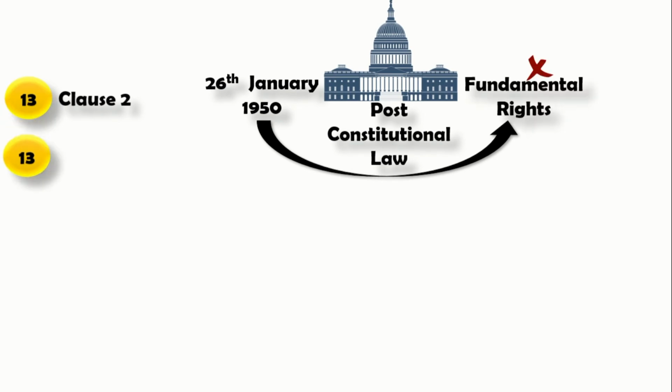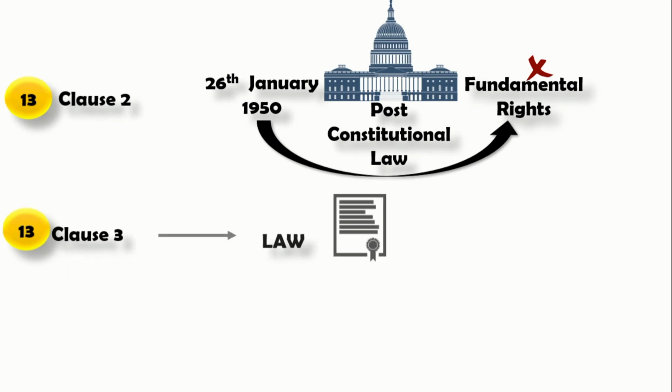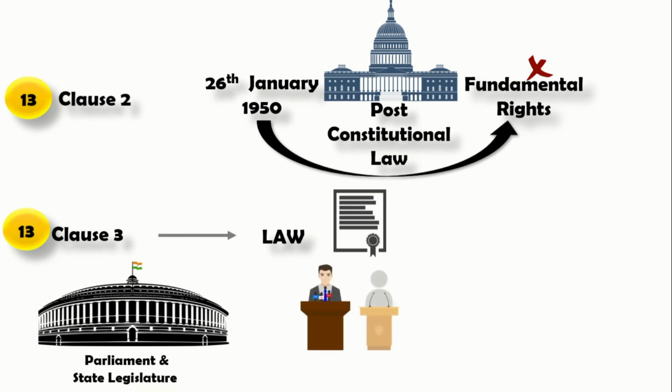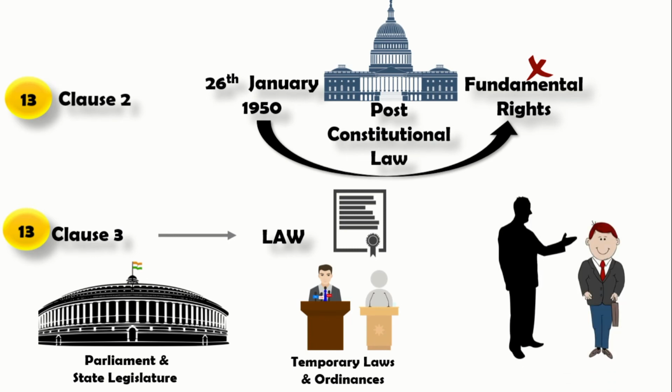Next is Clause 3 of Article 13, which defines the word law, which we have been using again and again in Clause 1 and Clause 2. The Supreme Court mentioned the laws enacted by Parliament and State Legislature, temporary laws and ordinances issued by the President or State Governor, and delegated legislation, which means giving power or authority to someone lower in rank to make laws. All these come under the definition of a law.